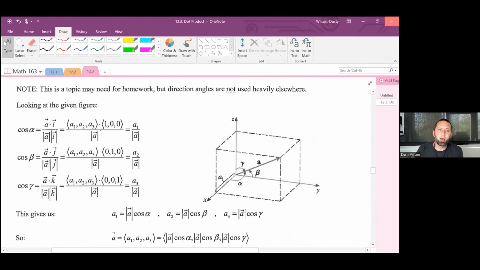Note, this is a topic that may be needed for the homework, but direction angles are not used heavily elsewhere in this class. So you probably don't need to memorize this for a test, for example. So let's look at the given picture.